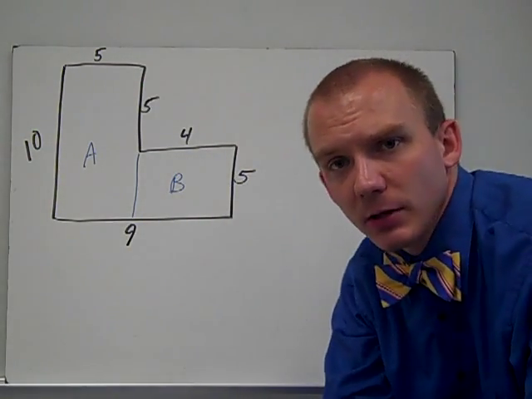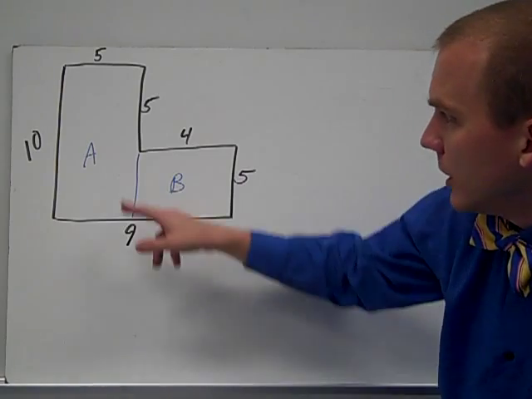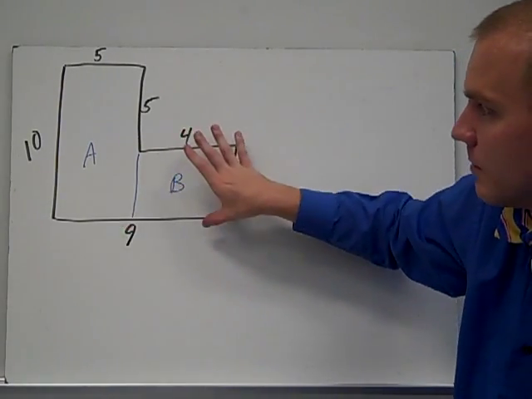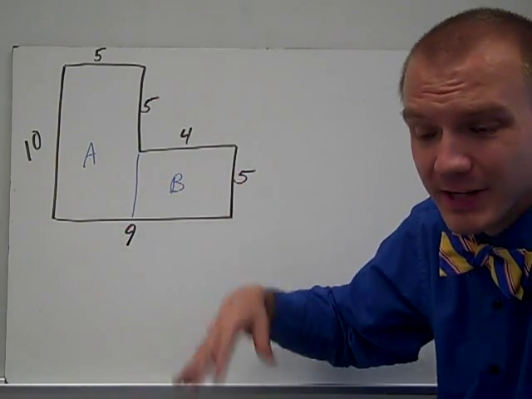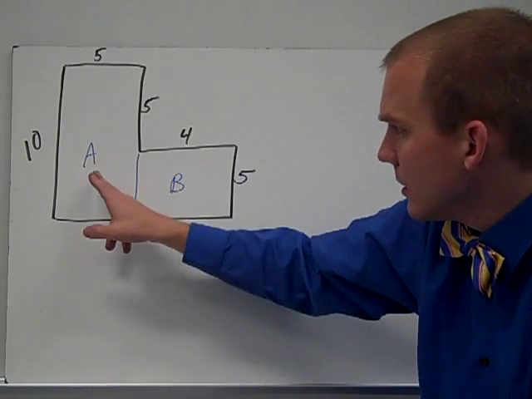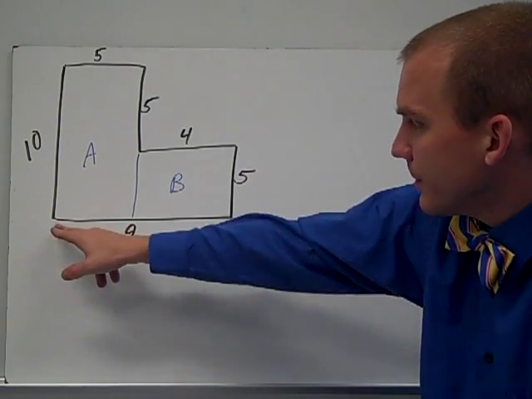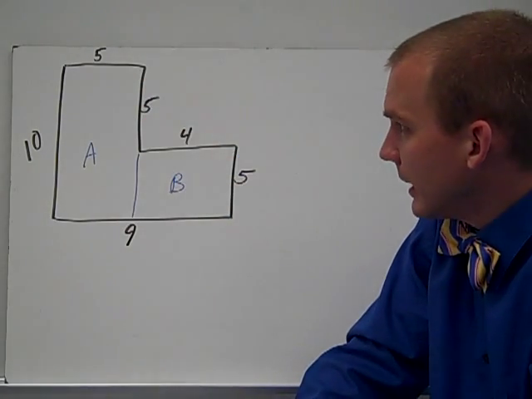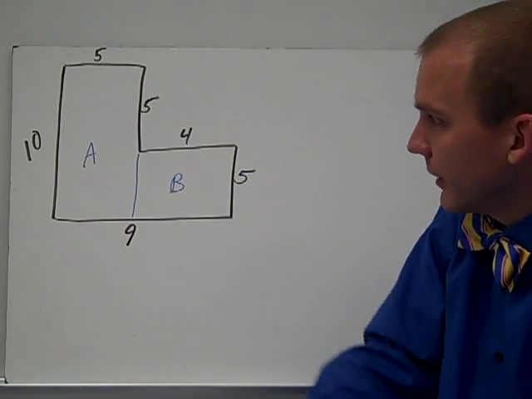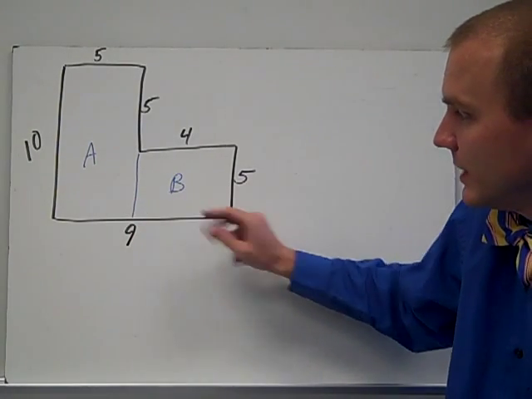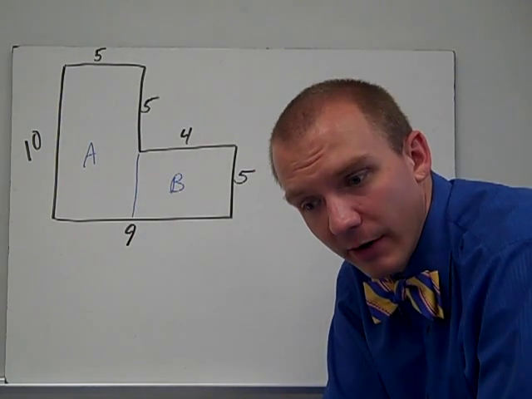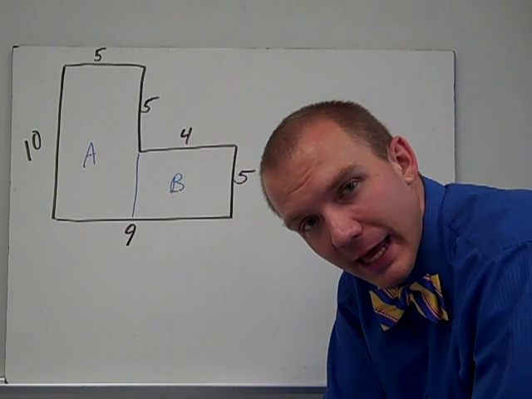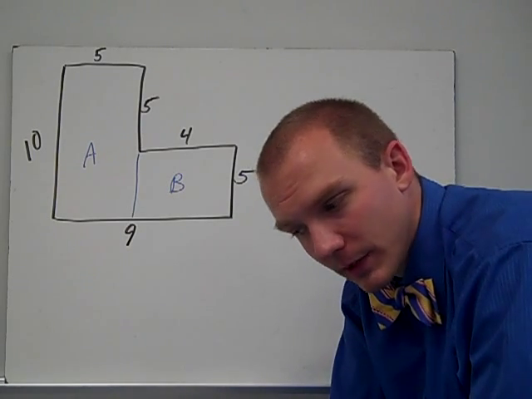Here's another rectangle that's already split into two. You have rectangle A and B, another irregular figure decomposed into two rectangles. You're going to end up ignoring the 9 and the 5 here, and I want you to figure out the area of rectangle A and rectangle B, then add them together. So pause the video now, figure that out, add them together. Hit play, and I'll go over how to do it.